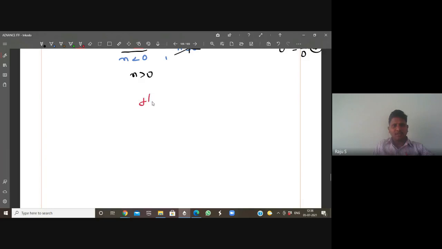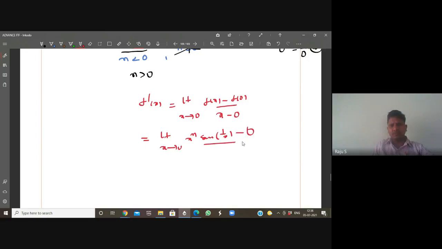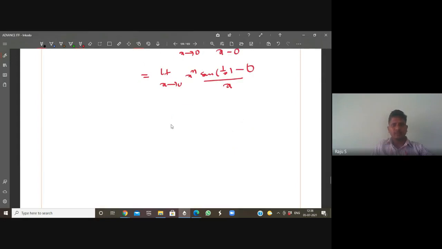So what is f dash of x? Limit h tends to 0, or else x tends to 0, f of x minus f of 0 by x minus 0. Substitute here: limit x tends to 0, x power n sine 1 by x, and f of 0 value is what? 0, by x. This is one of the properties. When I want to find f dash of x, limit x tends to 0, x power n by x, shall I write x power n minus 1 sine 1 by x? This is directly the f dash of x value.